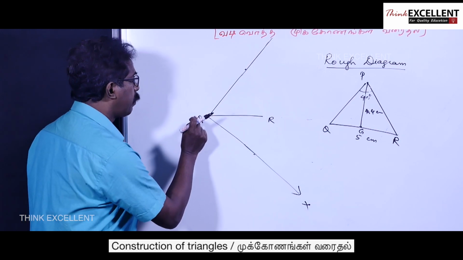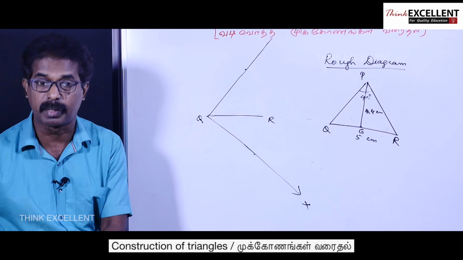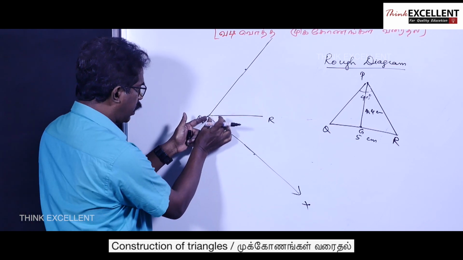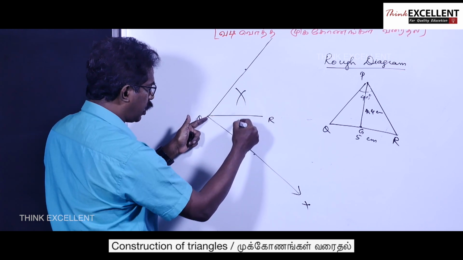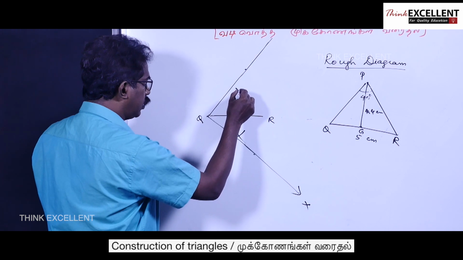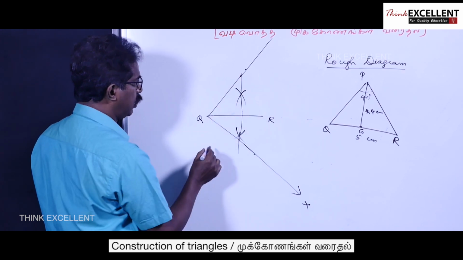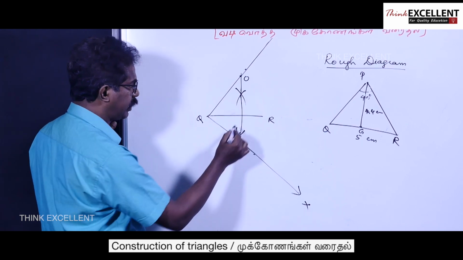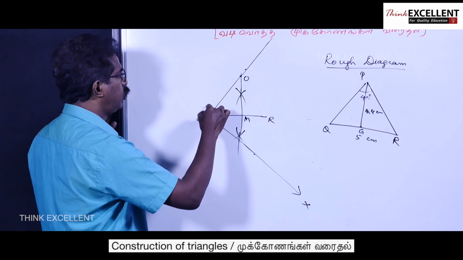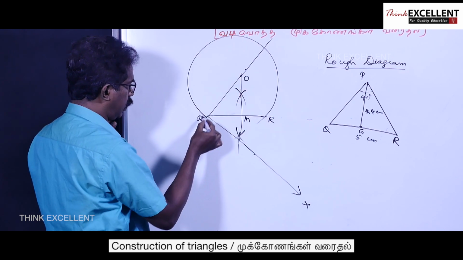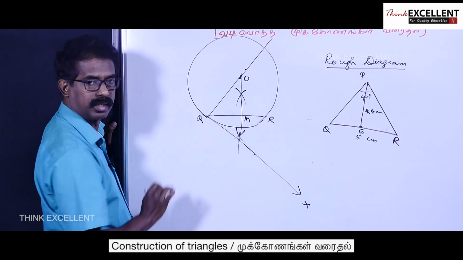Now, the perpendicular bisector to QR. Already explained how to draw the perpendicular bisector. Keep the pointer here, more than half, draw 2 arcs. Keep the pointer here, draw 2 arcs. Join these two and extend it. It meets at some point. Take that point as O and this point as M. With O as center and OQ as radius, you draw a circle.